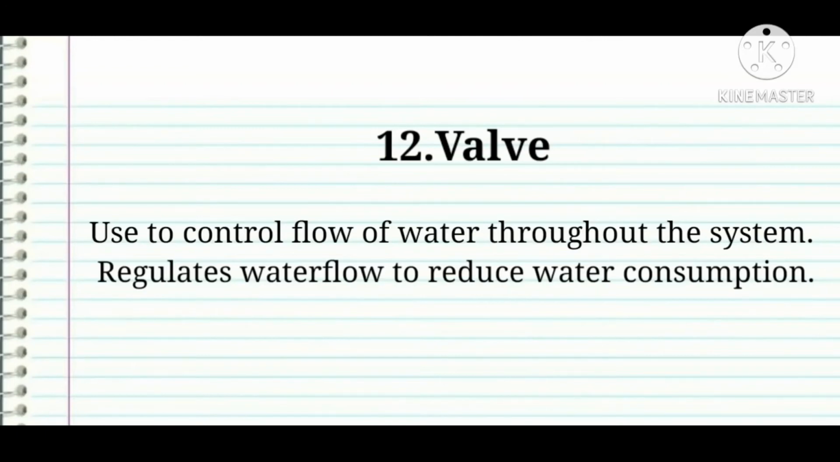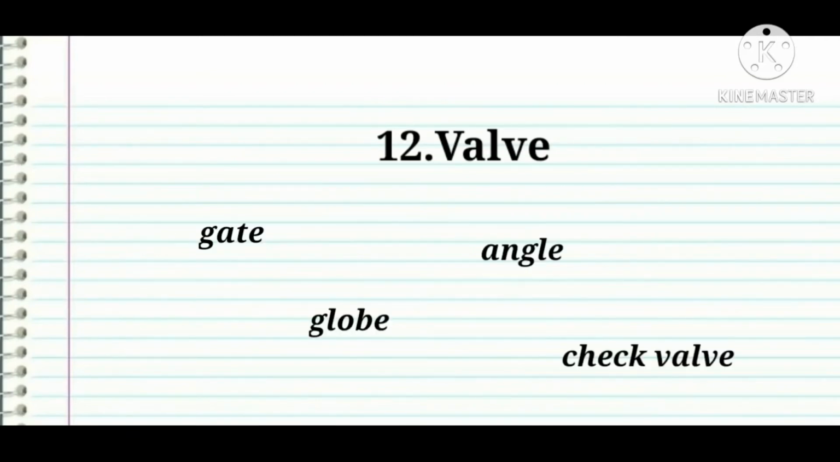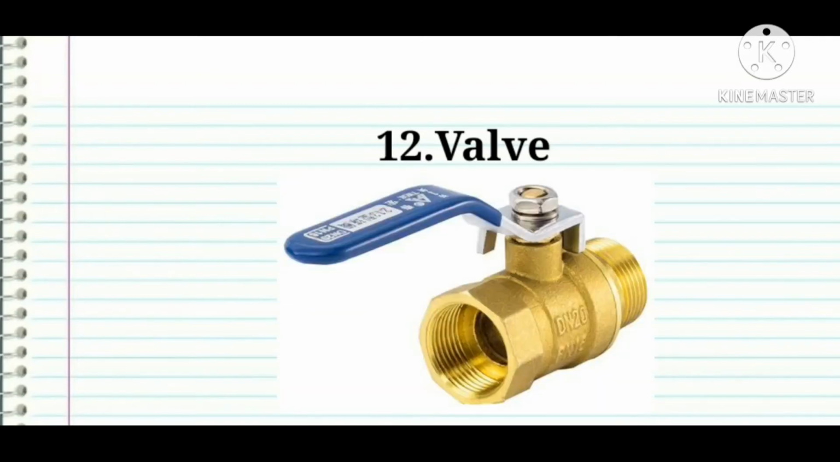Mayroong 4 na kategorya ang valve, which is ang gate, globe, angle, and check valve. Ang main purpose lang naman ng valve na ito ay maisara o mabuksan ang daloy ng tubig at syempre, makontrol ito.